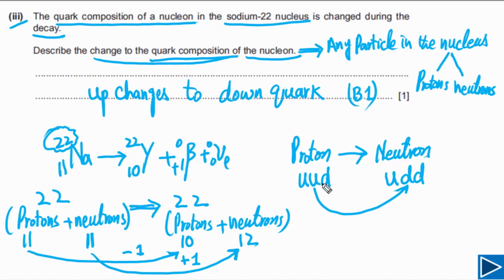Kind of typical question you need to understand. I have explained this one in detail, but if you are very clear about this one, beta plus simply means that proton decays to neutron. If it is beta minus, then neutron decays into proton.